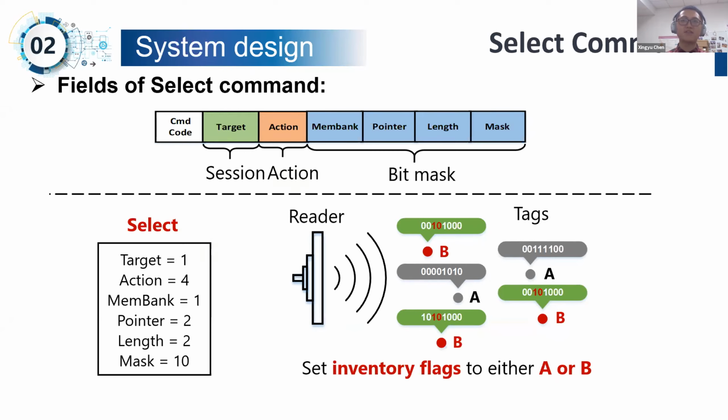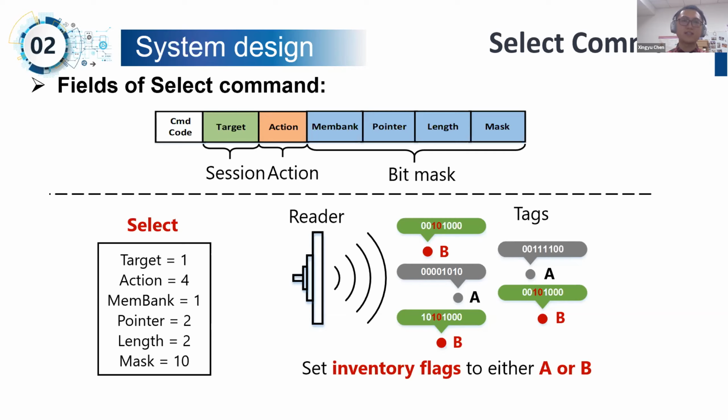A tag has 4 inventory flags. These flags are used to do inventory control. In this example, target is equal to 0, so the first inventory flag is used. The second field is action. It shows how we can set the inventory flag.